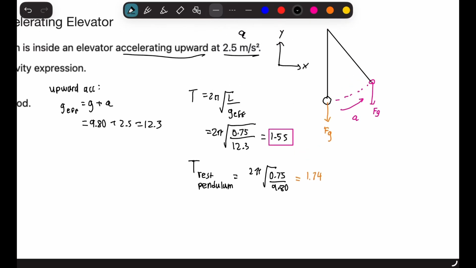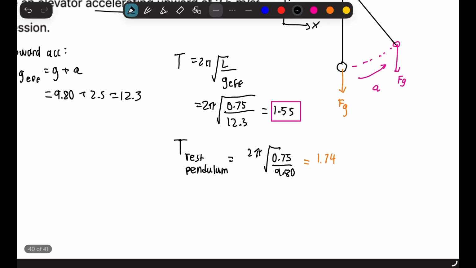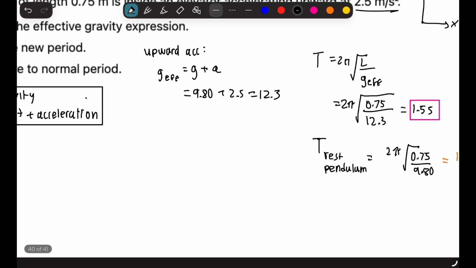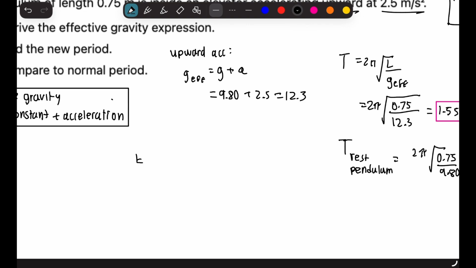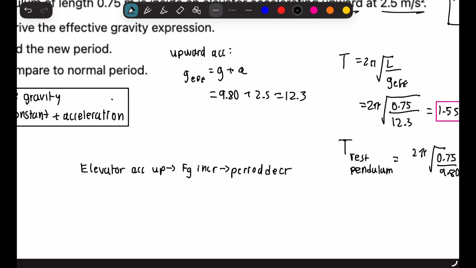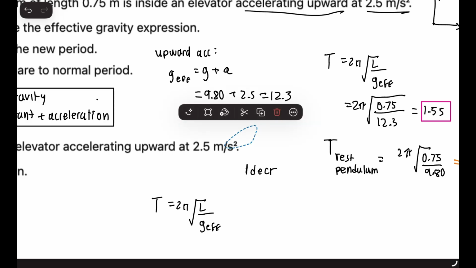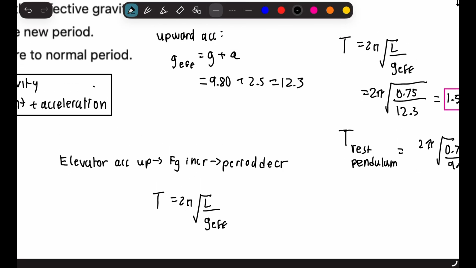So how can we compare these? We can take the ratio if we wanted to, T rest over T accelerating upward. But overall, what we can see is that when the elevator is accelerating up, your Fg is going to increase. So that means your period will decrease. That's because we can see in this formula right here that when our Fg is going to increase, your period is going to decrease.